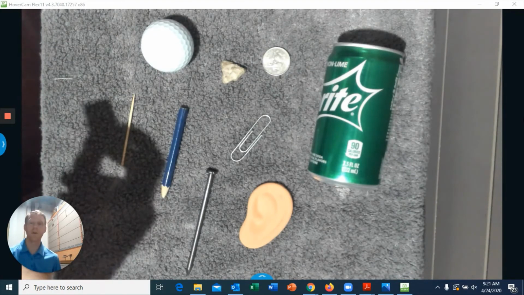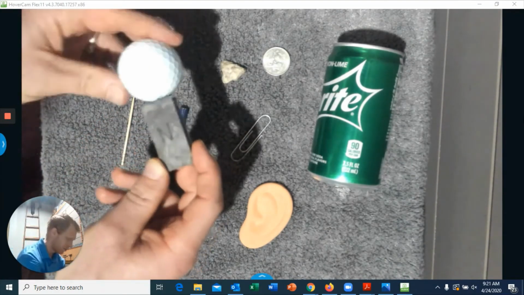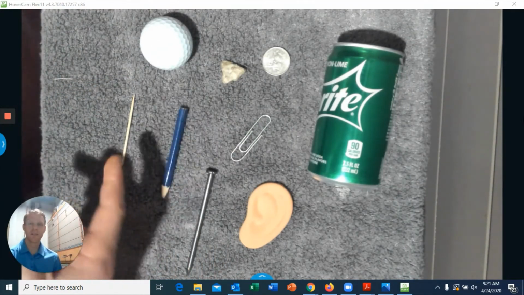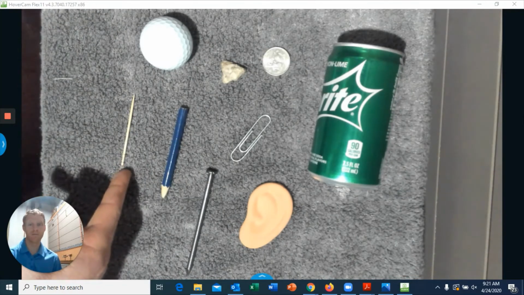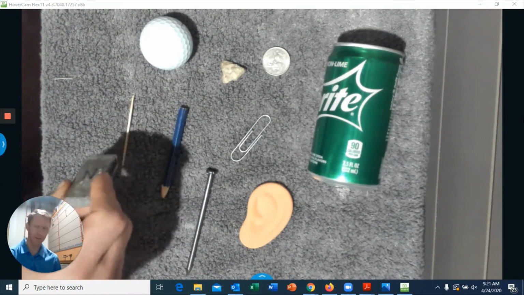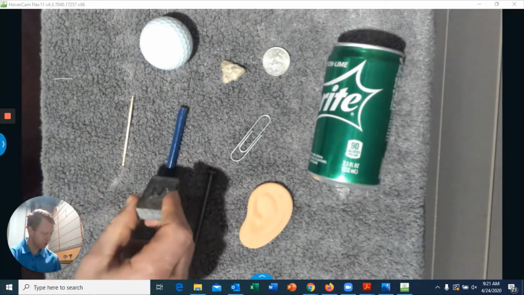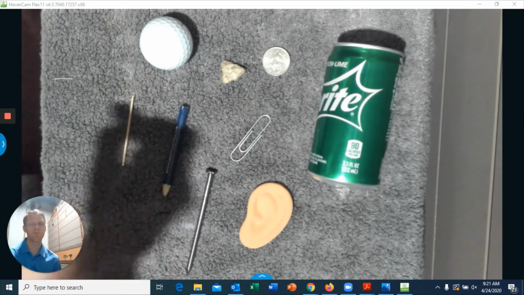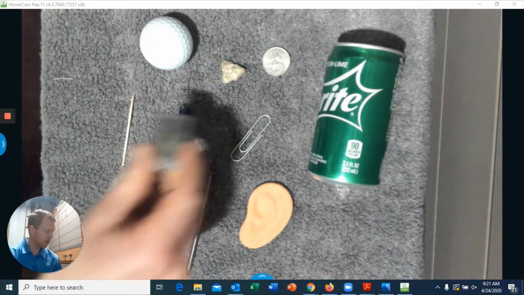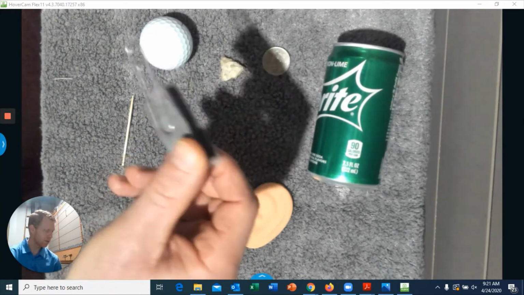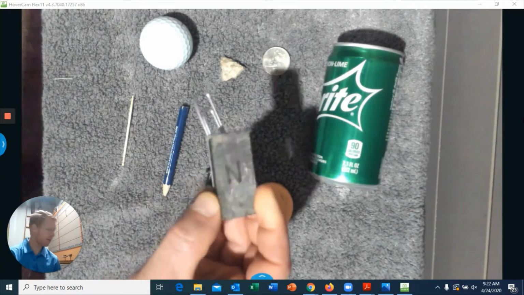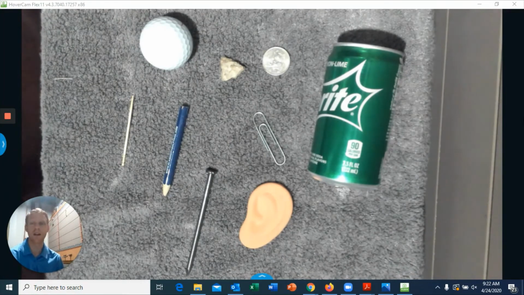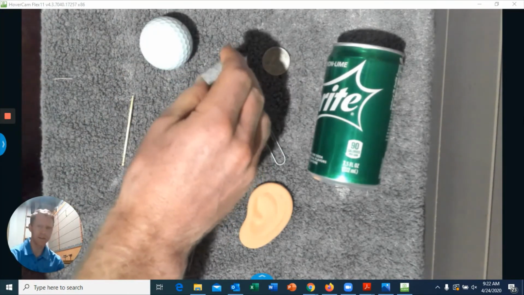Does anyone think that the golf ball will be magnetic? Nope. Golf ball's not magnetic. So we have the wooden toothpick. Did anybody say that was going to be magnetic? No. About the wooden pencil? Even with the lead inside of it, it's not magnetic. What about the rock? Oop, we got the paperclip. Didn't mean to grab that, but obviously that metal paperclip, we'll add that to our list of magnetic objects. The rock, on the other hand, nope.